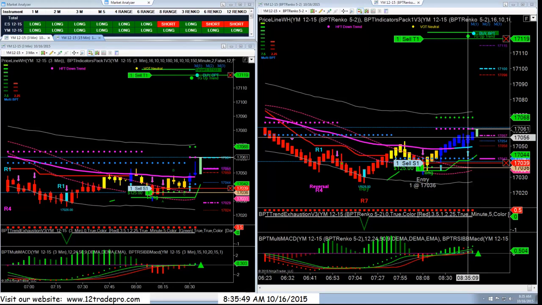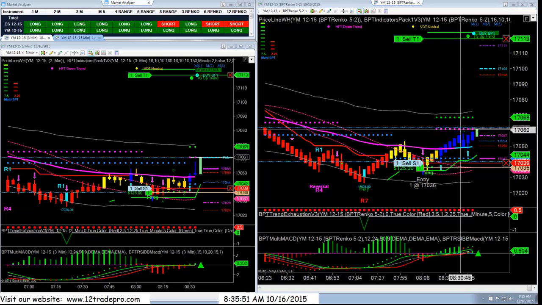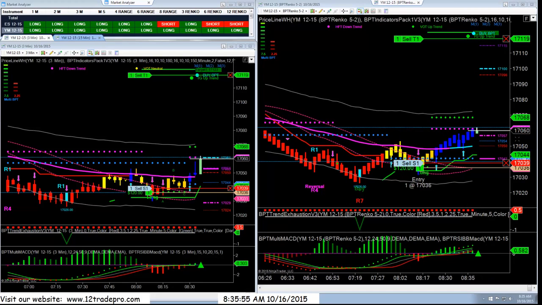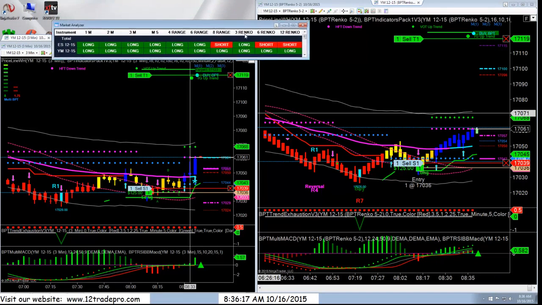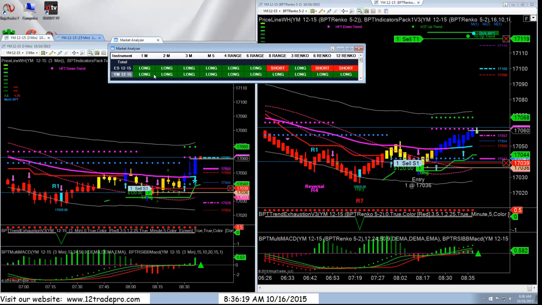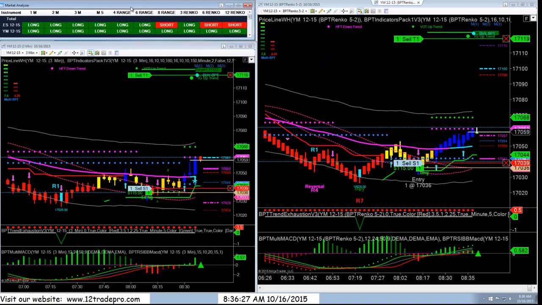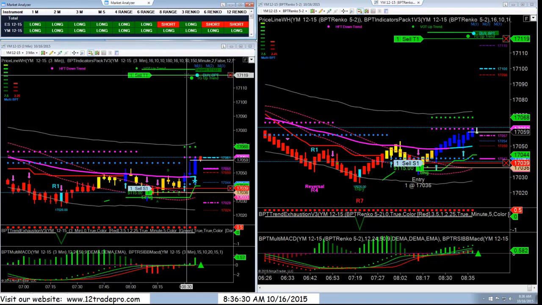Okay, the price came back down to the mid band, and I got another buy signal, and the price is testing the resistance area right now. I've got nothing but green on the YM all the way down. The ES is turning green, positive. Only have 3 red windows on the ES.